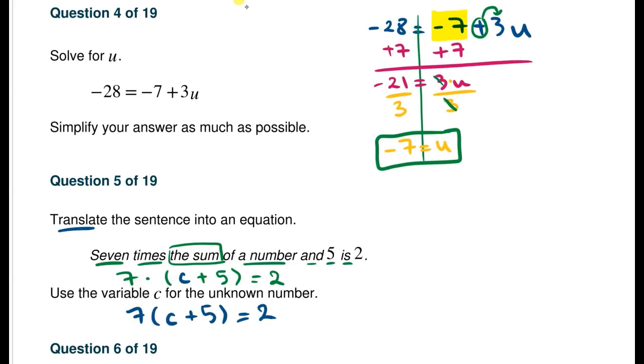And one more time, make sure you read the instruction. They say to use the variable c for the unknown number. If you use x, they will say it's wrong. One more time, make sure you read the instruction.